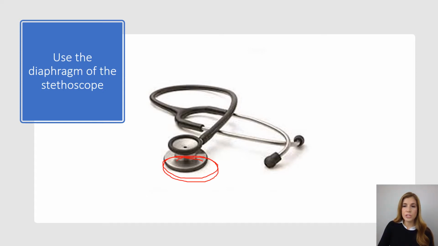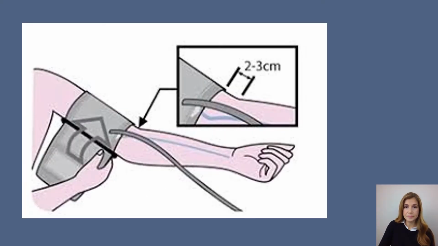Something important to note for the skills test is that you will want to clean the earpieces and also the diaphragm of the stethoscope with an alcohol wipe between each patient. You will wrap the blood pressure cuff around the arm that you will be obtaining the blood pressure on, and you usually wrap the cuff about 2 to 3 inches above the antecubital space, and the antecubital space is just your elbow crease.